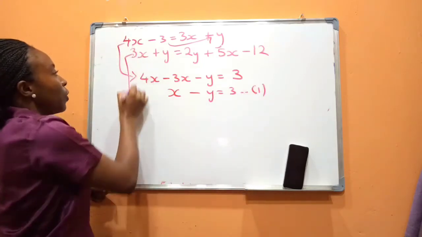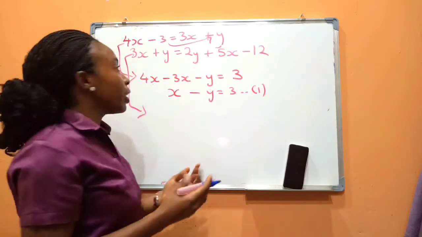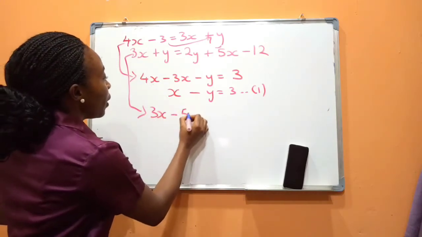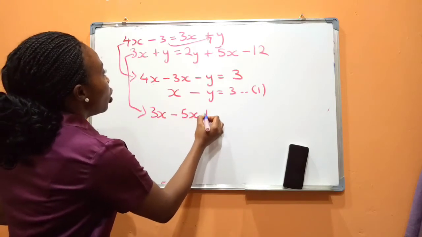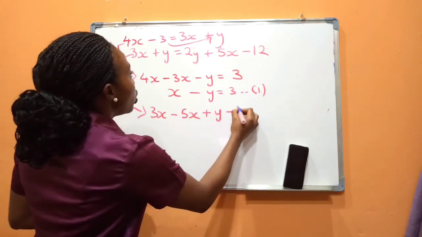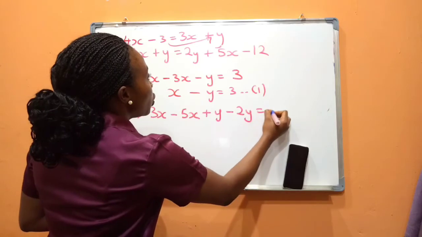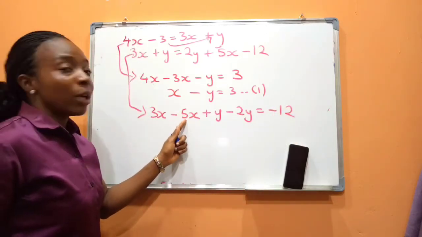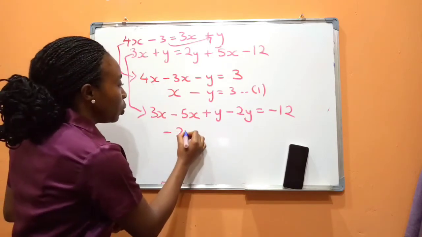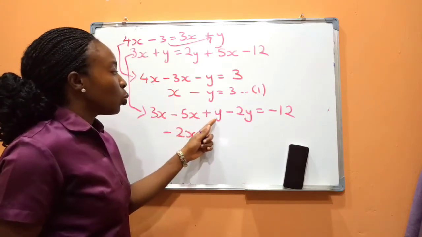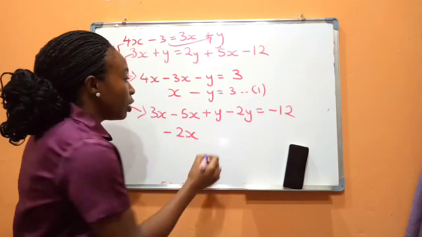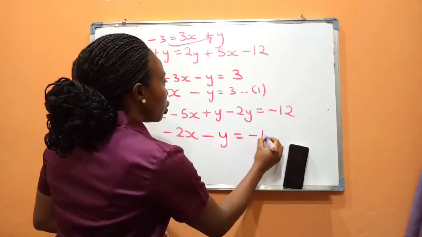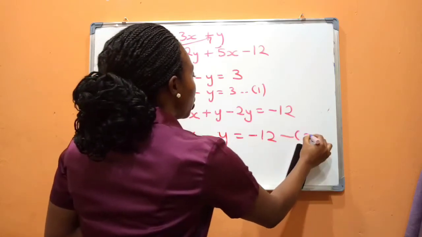Now let's solve for this one. We are going to do a similar thing. So we are going to have 3x minus 5x plus y minus 2y equals minus 12. So 3x minus 5x gives us minus 2x, plus y minus 2y gives us minus y, equals minus 12. So we have equation 2.